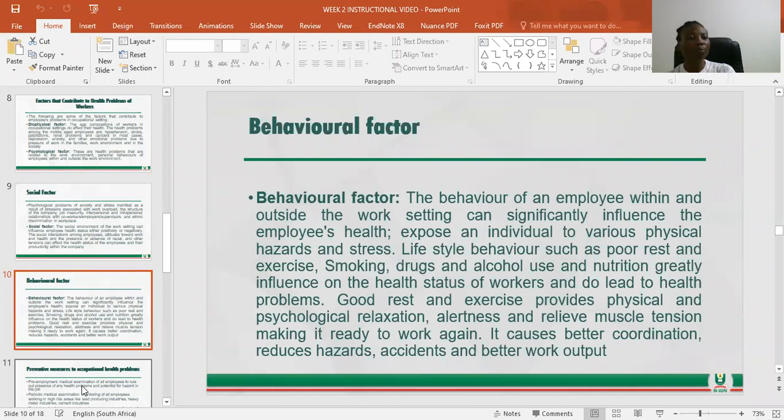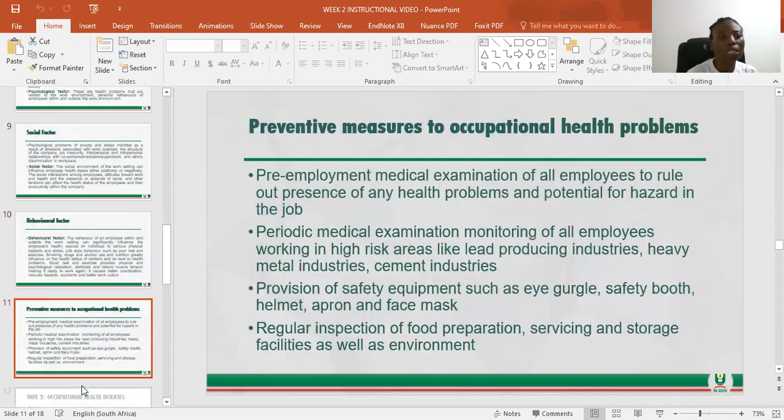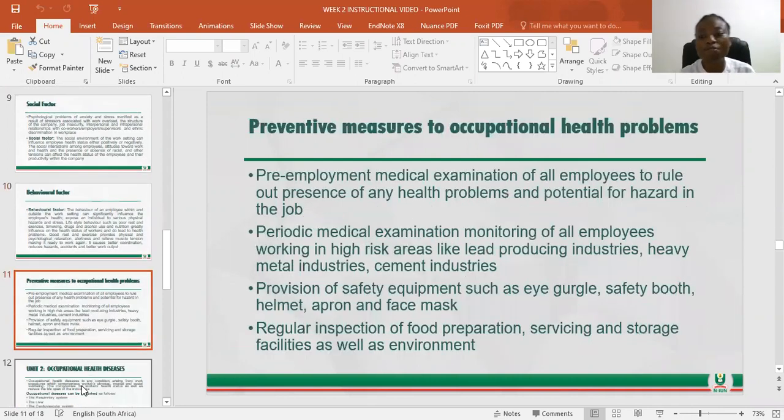So we've seen that the biological factors, the psychological factors, the social factors, and behavioral factors are the four main factors that contribute to the health problems of workers.